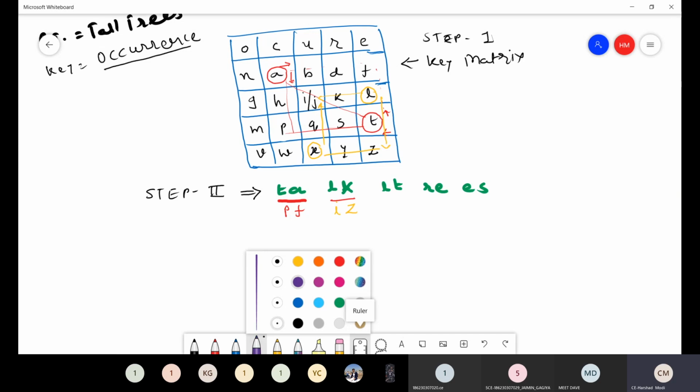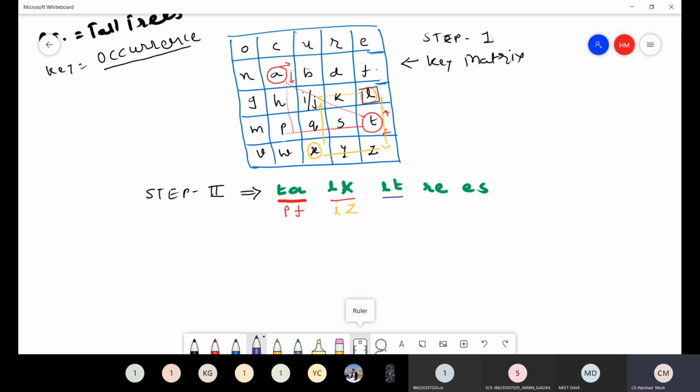By the same way, third pair is LT. तो L कहाँ पे है, L यहाँ पे है और T यहाँ पे है. This is the case of same column. So if both the characters fall in the same column, then the cipher character will be the character just below the plain text character. तो L के नीचे कौन है, T. So T will be the cipher character of L, and T की जगह क्या आ जाएगा, Z, क्योंकि T के नीचे Z है. Here you can also see that L के लिए पहले मुझे I मिल रहा था, लेकिन इस केस में T मिल रहा है.